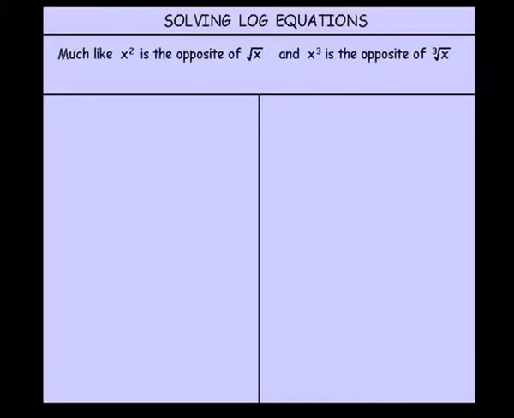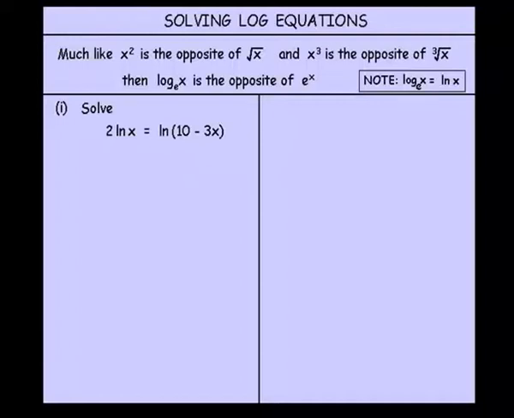Well, much like x squared is the opposite of the square root of x, and x cubed is the opposite of the cube root of x, then the log of x is the opposite of exponential x. So the log of x is opposite to e to the x. And just on the calculator, note that log e x will be written on your calculator as ln x. Okay, and not only on the calculator but often in equations in books and so on. So we're asked to solve 2 log x is equal to log of 10 minus 3x.